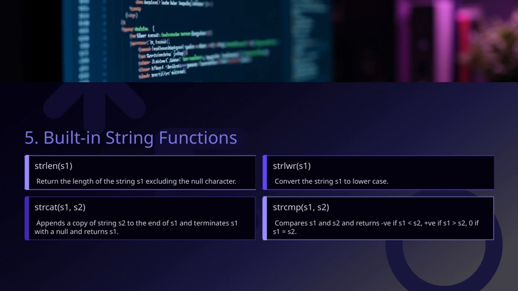Next, we have strcat(s1, s2). This one is handy for concatenating two strings. It takes s2 and appends a copy of it to the end of s1, then adds a null character to mark the end of the combined string. The function also returns the modified s1, so you can chain operations if needed.